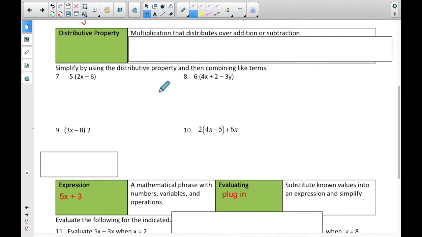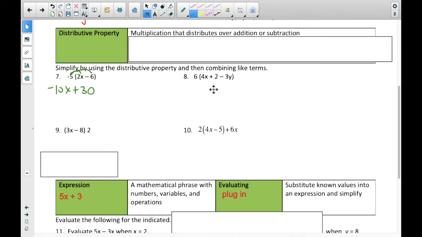Okay, distributive property. If we look at this definition, distributive property means multiplication that distributes over addition or subtraction. So that means we're going to multiply with adding and subtracting on the inside of the parentheses. So I'm going to take a negative 5, multiply it times my 2x, and also multiply it by a negative 6. So negative 5 times 2x is a negative 10x. Negative 5 times negative 6 is a positive 30. And again, if you need a calculator for that, that is totally fine.